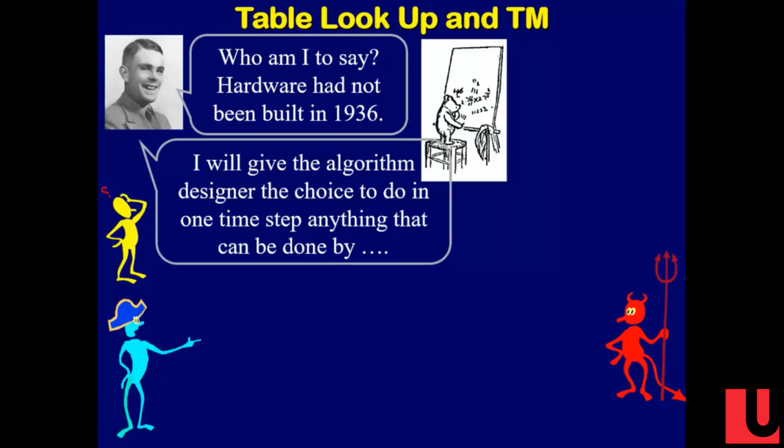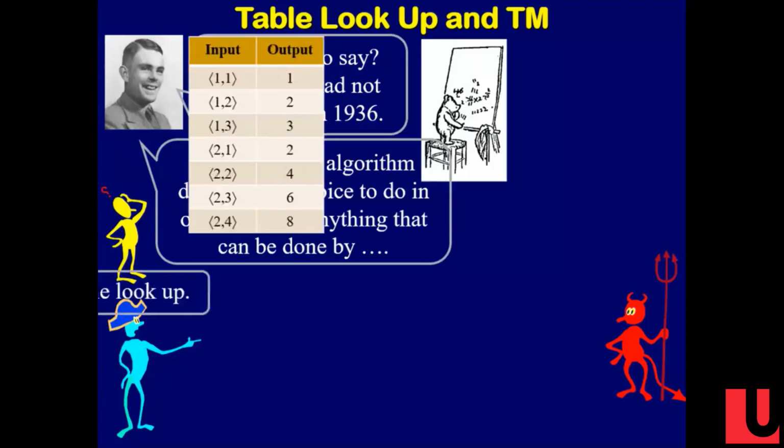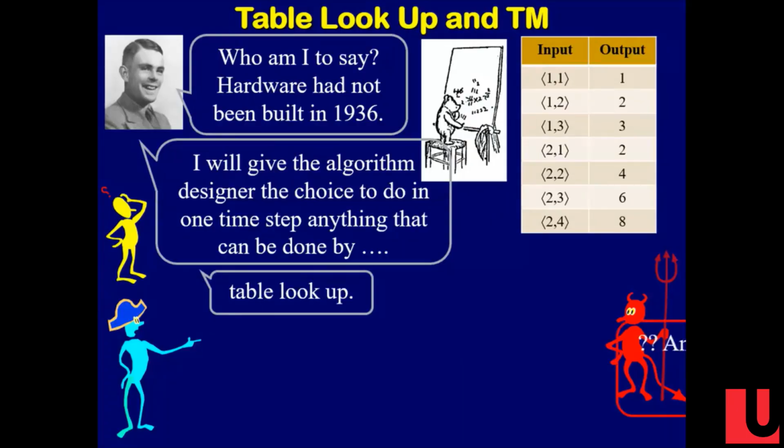In fact, look at what's written in yellow. As long as it's described by table lookup. You can build any table into your machine you want. That's what he said. The algorithm designer is going to design this code, and is going to start by saying what you can do in one time step. And the way that's going to be done is by providing a finite table of input-output. And so there's your table.